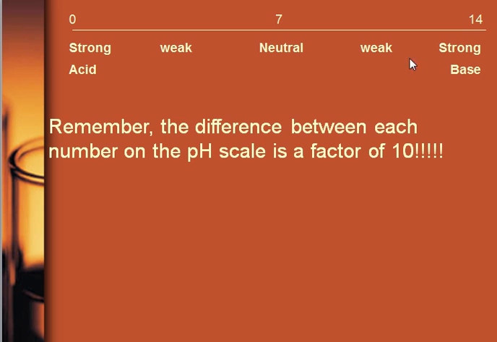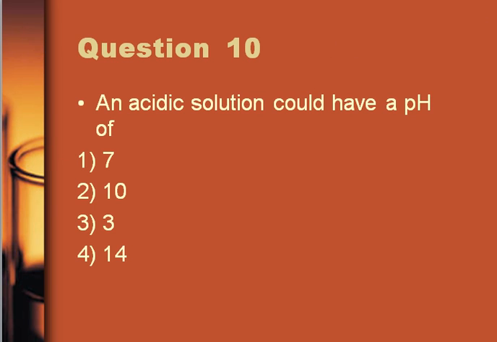Okay, so here's a typical Regents question. An acidic solution could have a pH of... we just have to pick anything that's going to be a pH under 7. So the answer here would be 3, because it's the only one that's under 7. 7 is neutral, 10 and 14 would be basic.